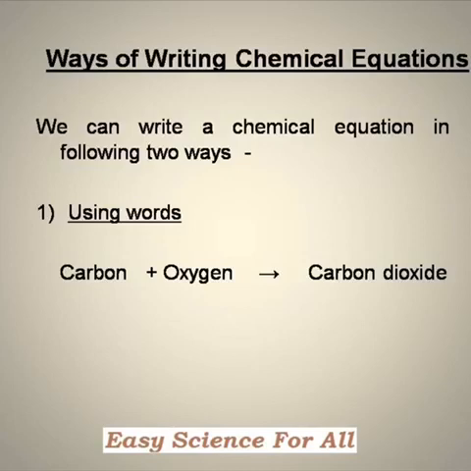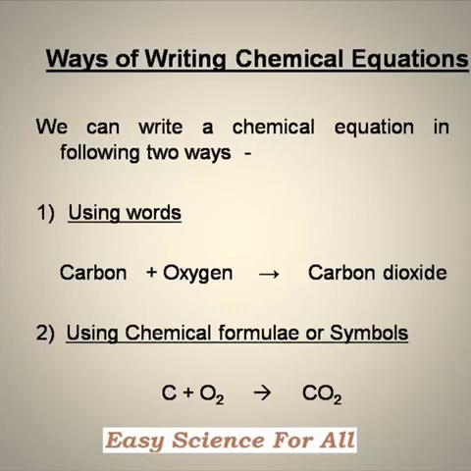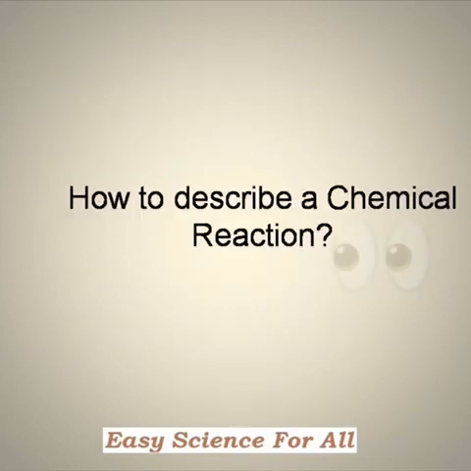As you can see in this example, we have used the words carbon and oxygen for the reactants, whereas carbon dioxide for the product. We can still write this word equation in a shorter form using the chemical formula or symbols for reactants as well as products in the following manner. In this second example, we have used symbols for writing a chemical equation.